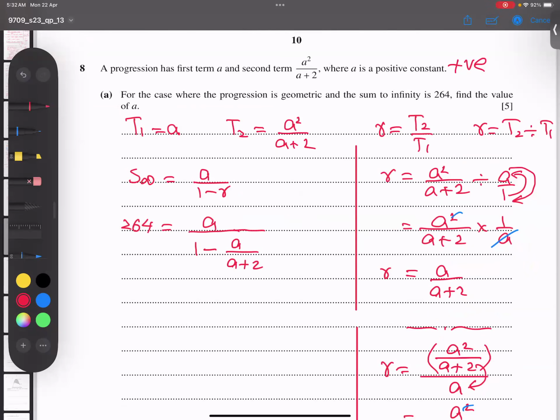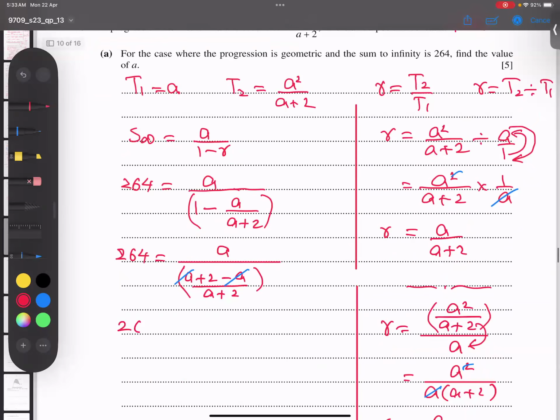So how to handle it? I have one technique. If I bring this total on the left-hand side, that is one choice. Second, I take the LCM here, same place. 264, the LCM is what, students? A as it is, and for the LCM of this part, I make it a fraction. LCM is A plus 2. A plus 2 will multiply with 1. I get A plus 2 minus A. And this A cancels out, and I get 264 equals A over 2 divided by A plus 2.